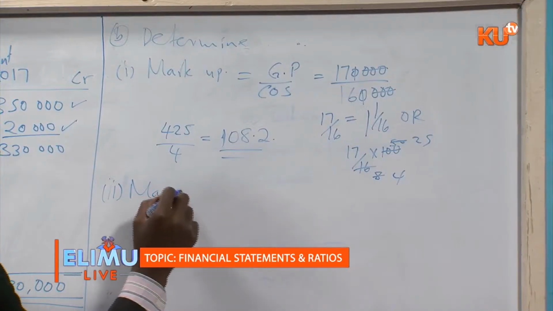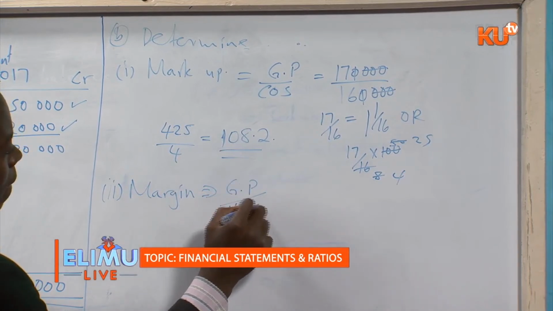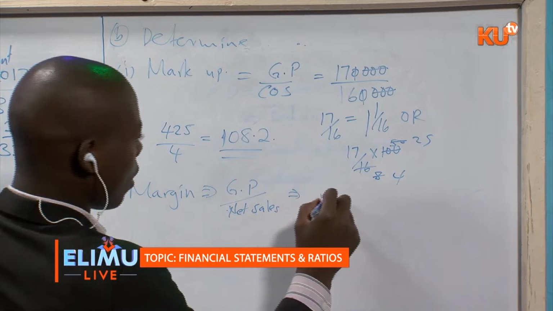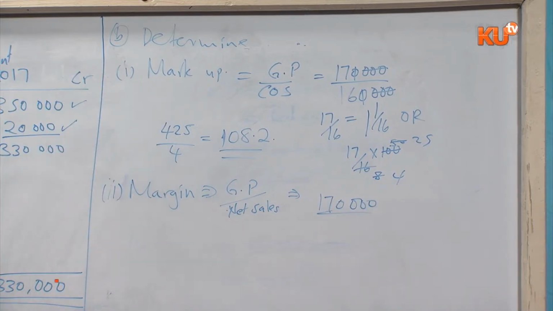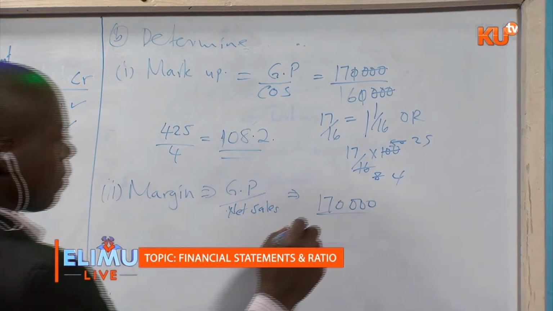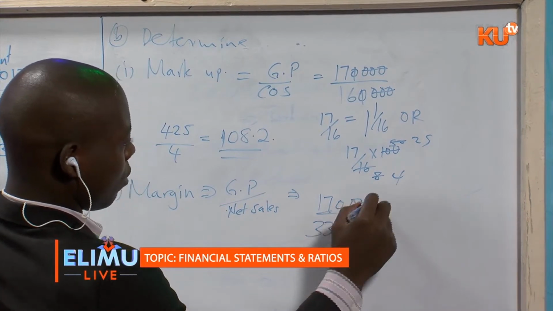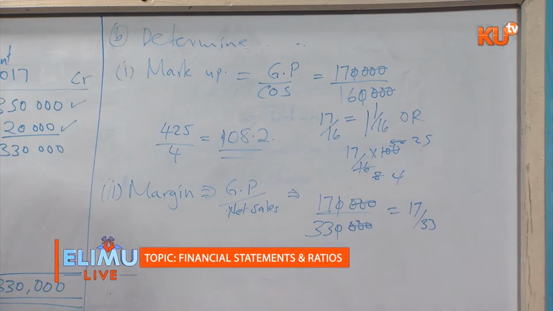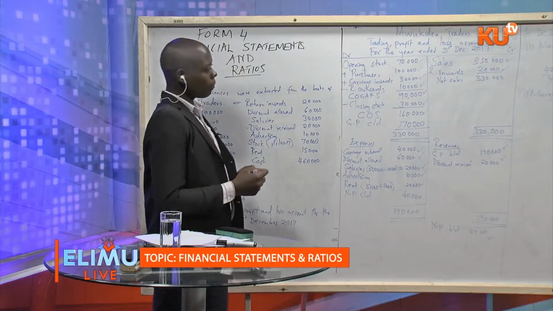If we are asked margin, we said margin is gross profit against the net sales. So gross profit in this case, 170,000 over net sales, 330,000. This cancel out, and so we are left with 17 over 33. That is our second ratio we call margin.